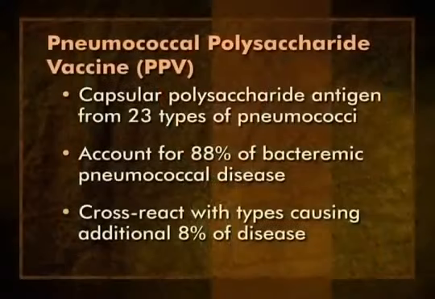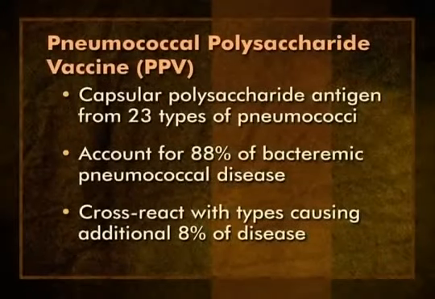The first pneumococcal vaccine was licensed in 1977. It contained polysaccharide from 14 serotypes of pneumococcus. In 1983, a 23-valent polysaccharide vaccine was licensed, which replaced the earlier vaccine. The first pneumococcal conjugate vaccine was licensed in 2000.